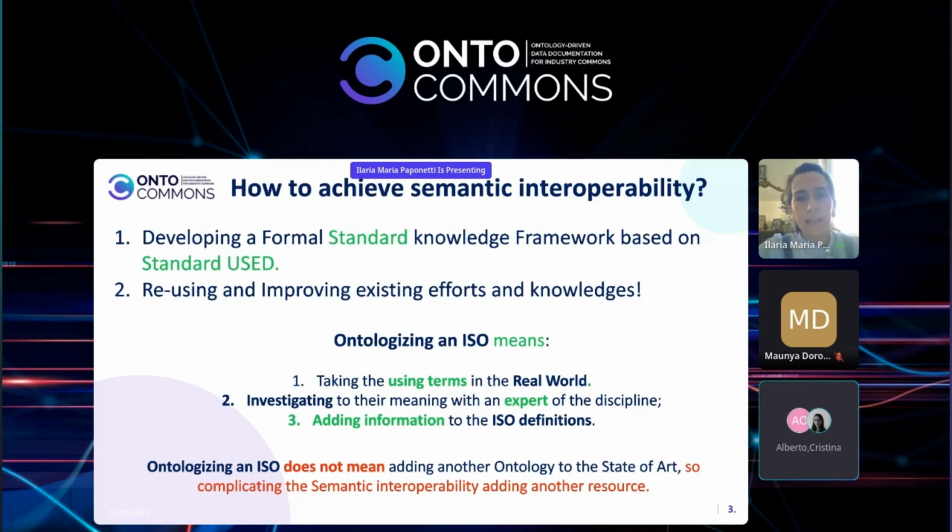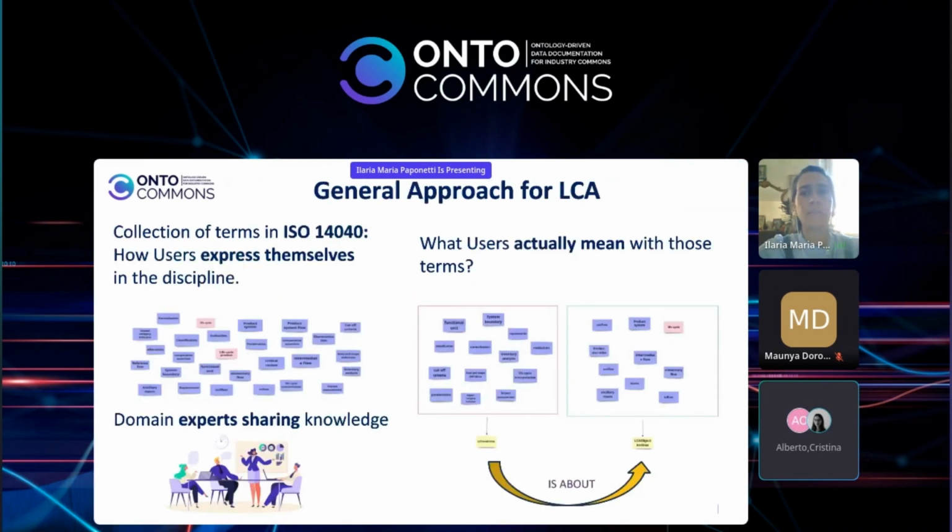Developing a formal standard that is based on the standards that are used, so reusing and improving existing efforts and knowledge. Ontologizing an ISO means taking the terms used in the real world, investigating their meaning with an expert of the discipline, and adding information to the ISO definition. It does not mean adding another resource to complicate the semantic interoperability. The general approach for the lifecycle assessment ontology is to collect the terms from the ISO so we can know how users express themselves in the discipline, then share knowledge with domain experts, and at the end, after understanding what users actually mean with those terms, we create the ontology.